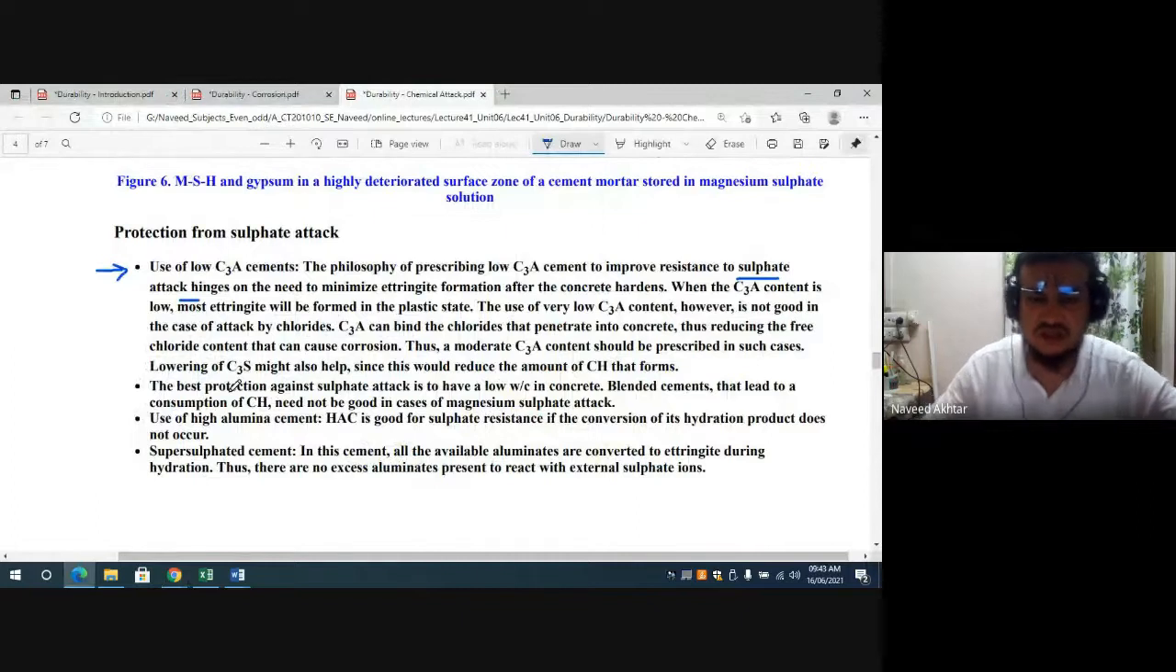Okay, the use of very low C3A content, however, is not good in the case of attack by chlorides. C3A can bind the chloride that penetrates into concrete, thus reducing the free chloride content that can cause corrosion. Thus, a moderate C3A content should be prescribed in such cases. Lowering of C3S might also help, since this would reduce the amount of CH that forms.